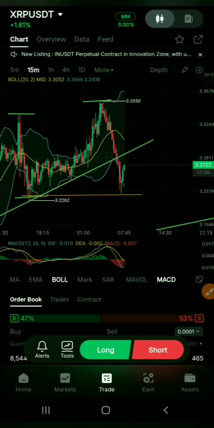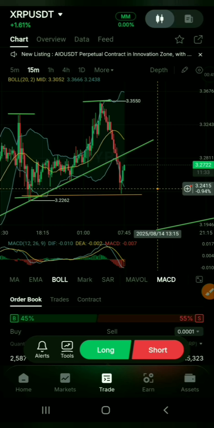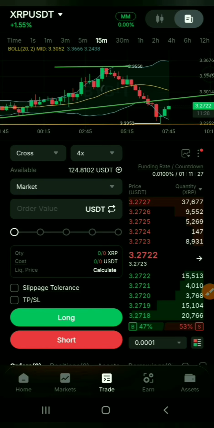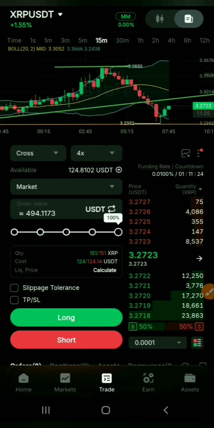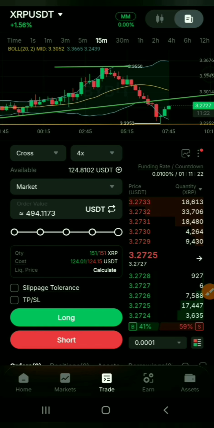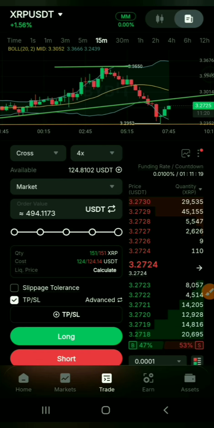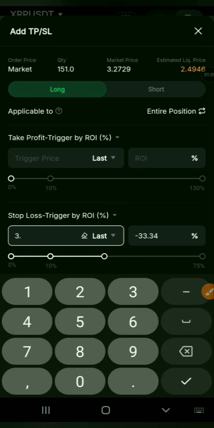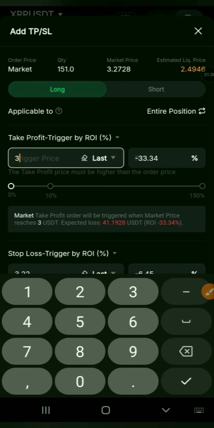So stop loss 3.22, take profit is going to be 3.30. So you just go over here. Let me use all the money with a leverage of 4x. So stop loss is going to be 3.22, and then take profit is going to be 3.3.